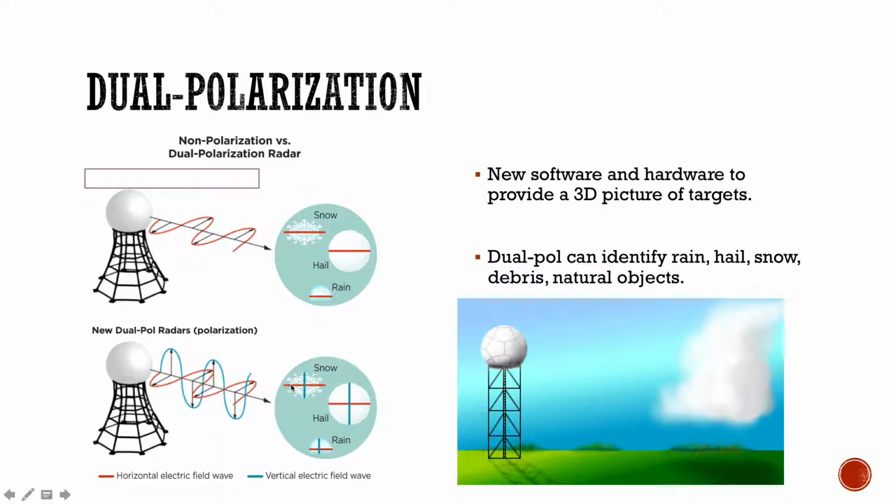Given that we know basically the shape most of the time of raindrops, hailstones, snow, biological targets like bats or birds, debris, and other targets, we can use this information in the horizontal and the vertical to determine basically what's falling out of a cloud. So it really helps us as meteorologists know when there's large hail falling, whether it's snow or sleet or ice pellets falling from a cloud, and the intensity of the rainfall coming out of the cloud, all thanks to this new dual polarization upgrade in the radar.